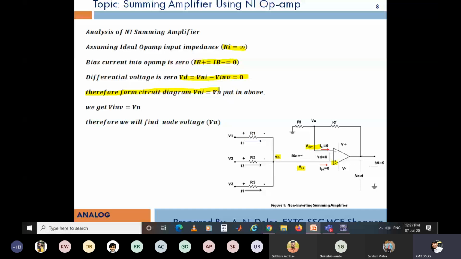As I mentioned, non-inverting terminal voltage is Vn. And we get the inverting terminal voltage is also Vn, because both terminals will have the same voltage. Therefore, we will find node voltage Vn. This will be the very first stage while deriving the output equation of this circuit. Moving to the next.